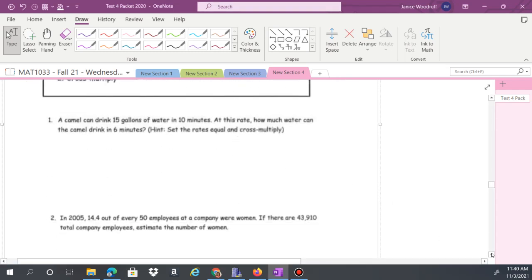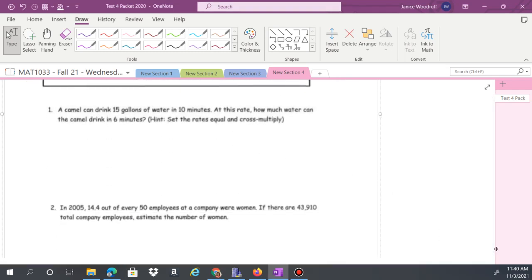So for example, a camel can drink 15 gallons of water in 10 minutes. At this rate, how much water can the camel drink in 6 minutes? So what I like to do with these problems is make a cross. And then in the cross, I will put in the top, so I'm going to look at my rates here. So I have gallons per minute. Okay, so I'm going to put gallons in the top and minutes in the bottom. And then I'm going to fill that in.